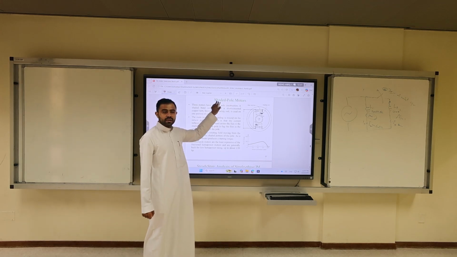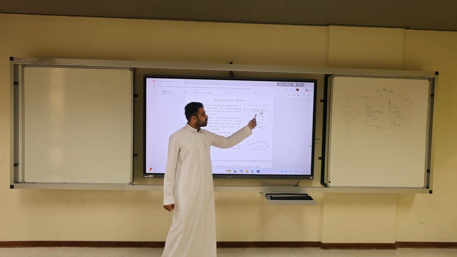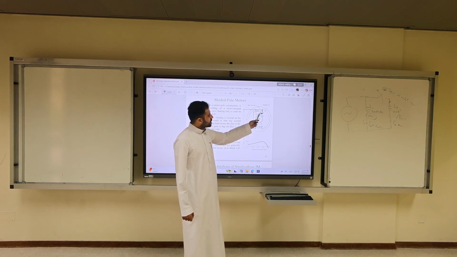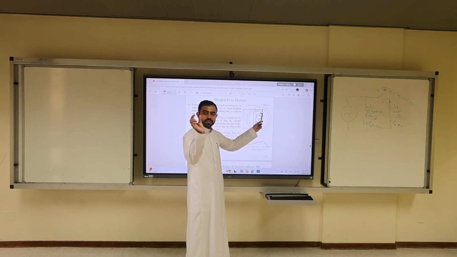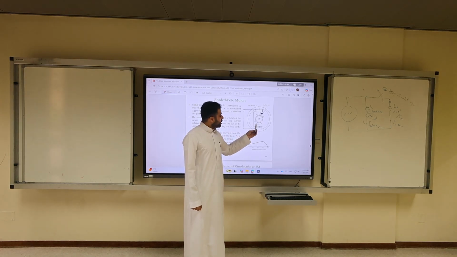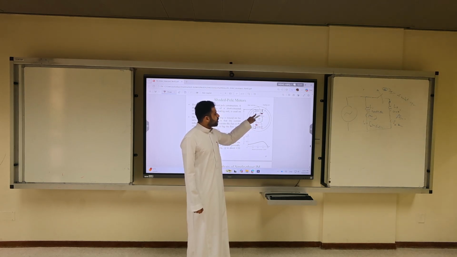Why do we call it shaded pole? This is a salient pole. Right or not? They make a hole here and put a shading coil on part of the pole. This is very interesting, you might explore it. So you shade maybe 10-20%, but you keep the others exposed.